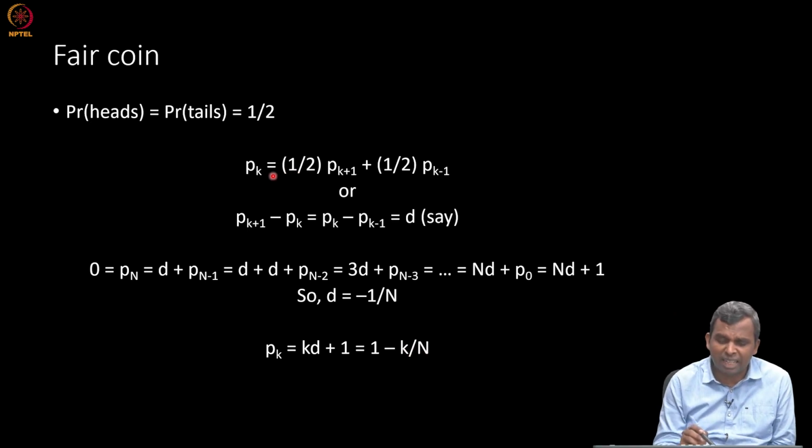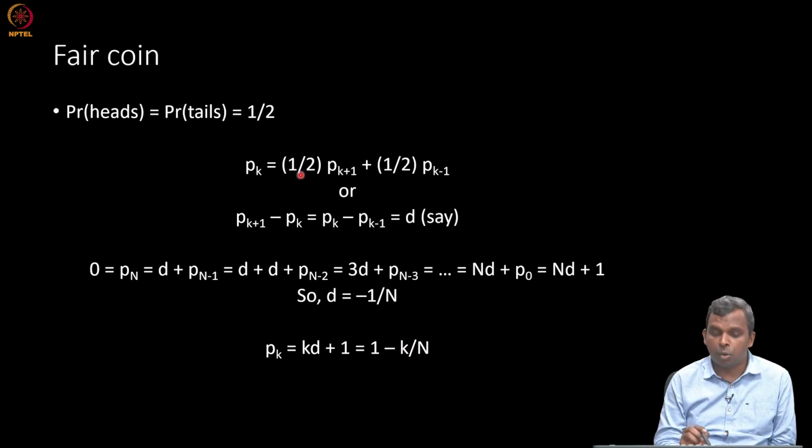So how did we get there? You can see quickly, probability of heads and probability of tails is half. So I wrote Pk is half of Pk plus 1 plus half of Pk minus 1. You can rewrite this in a clever way. It's basically Pk plus 1 minus Pk equals Pk minus Pk minus 1. That's what this means. It's just rewritten that way. I can let this difference be d. And notice this difference stays the same irrespective of k, right? As you keep changing k, this difference remains the same.